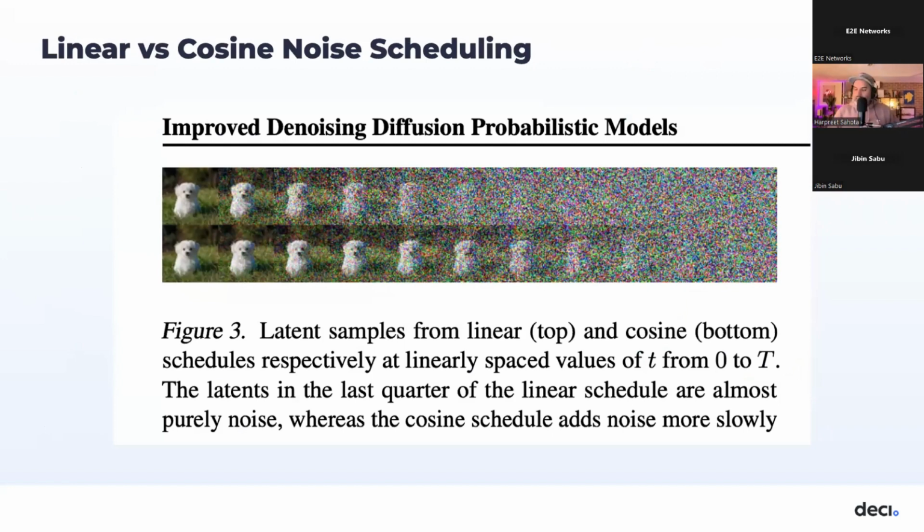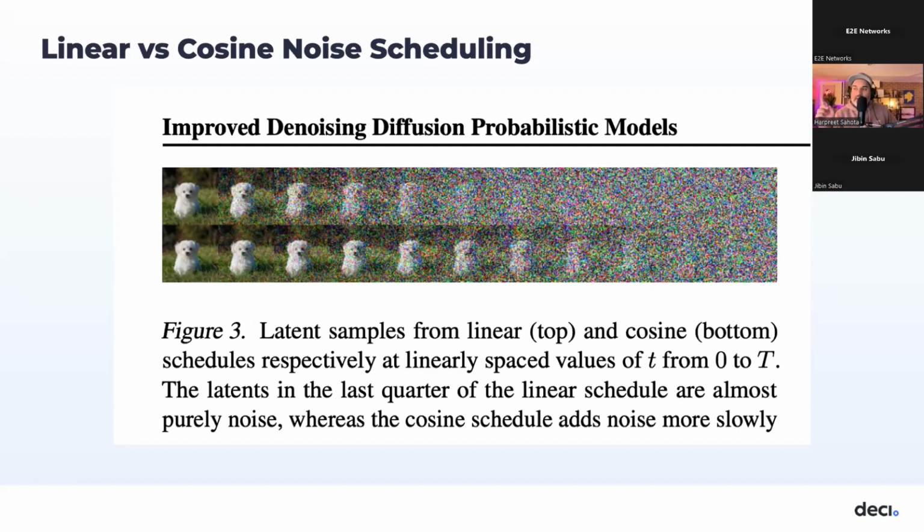So in the linear schedule, noise is added uniformly at each time step. So this means that the images become almost purely noise towards the end of the diffusion process. And so you can see that here at the top of the top row. And so the real problem here comes during the reverse process, because in the reverse process, the model is essentially trying to recreate the original image from the noisy image.